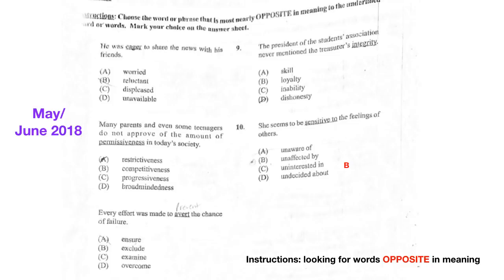He was eager to share his news with his friends. A, worried. He was worried to share his news. Makes no sense. Reluctant. Reluctant sounds like the opposite of eager. Let's read the others though. Displeased, unavailable. Yes, he would want to be reluctant. Eager means he can't wait to do it. So the opposite of can't wait would therefore be what? Reluctant. Good.